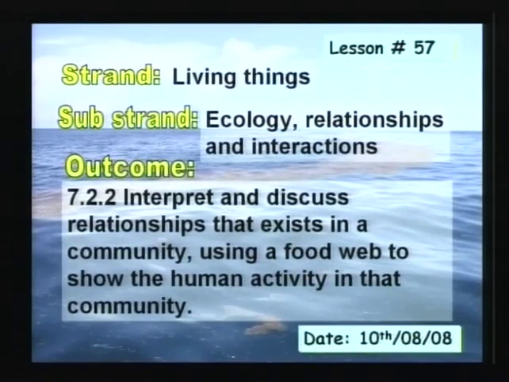Teachers, we are still on the same strand: living things, substrand: ecology, relationships and interaction. Our outcome is the same outcome, 7.2.2: interpret and discuss relationships that exist in the community, using a food web to show human activity in a community.